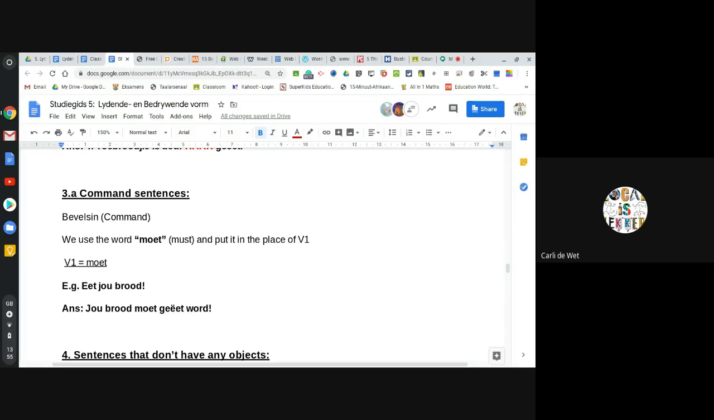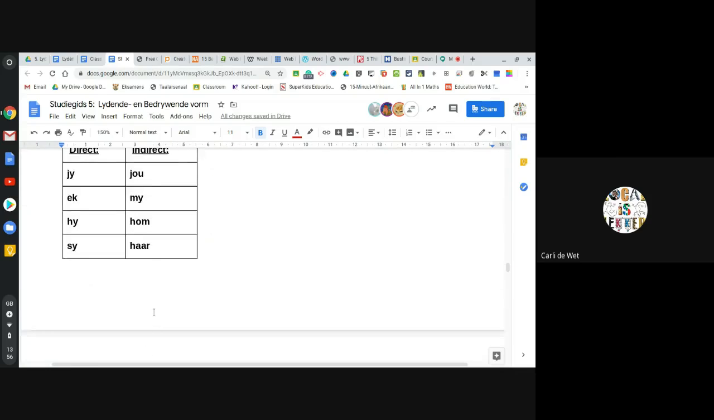Die volgende een is command sentences of bevel sentences. So a command sentence is going to be where you ask someone to do something or command someone. And the thing that we're going to use here is the word moet, which is going to be in the place of verb 1. So moet is also a help verb, né? Like kan en gaan en so, moet is one of them. So eet jou brood. Jou brood moet geëet word.